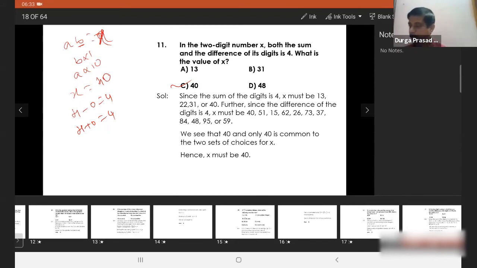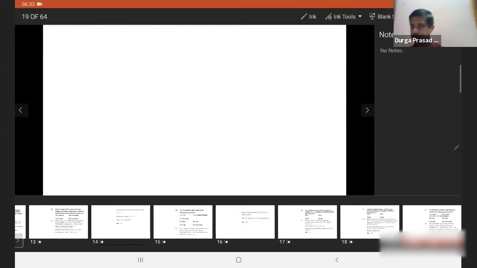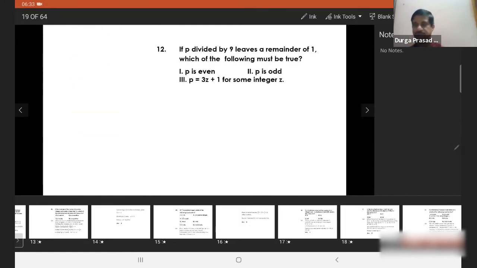Okay. Let us look at the next question. Now look at this. If p divided by 9 leaves a remainder 1, p divided by 9 means p equals 9 times some quotient q, leaves a remainder 1. Okay. So now, which one of the following must be true?